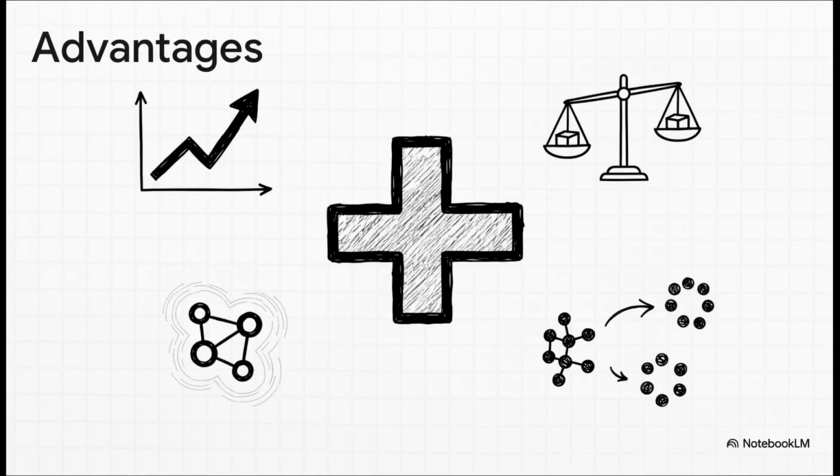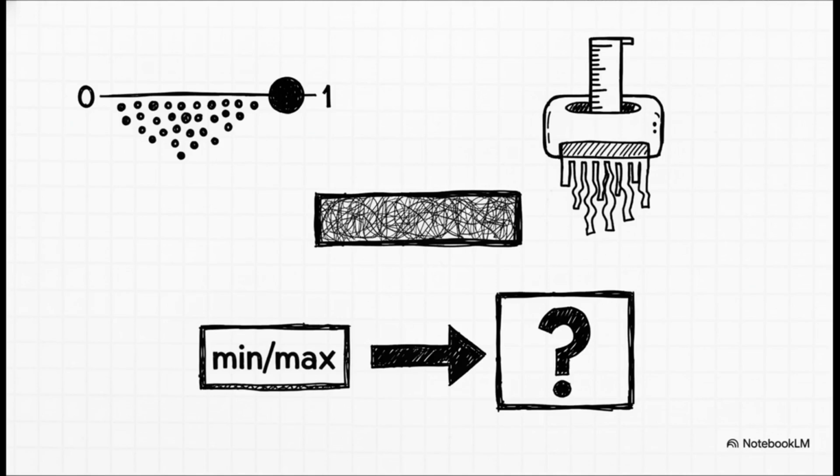So, what's the big advantage here? At the end of the day, normalization is all about fairness. By leveling that playing field, you're letting your model learn faster and more reliably. You're making sure that the patterns it finds are real, and not just some weird side effect of using different measurement scales. But, it's not a silver bullet.